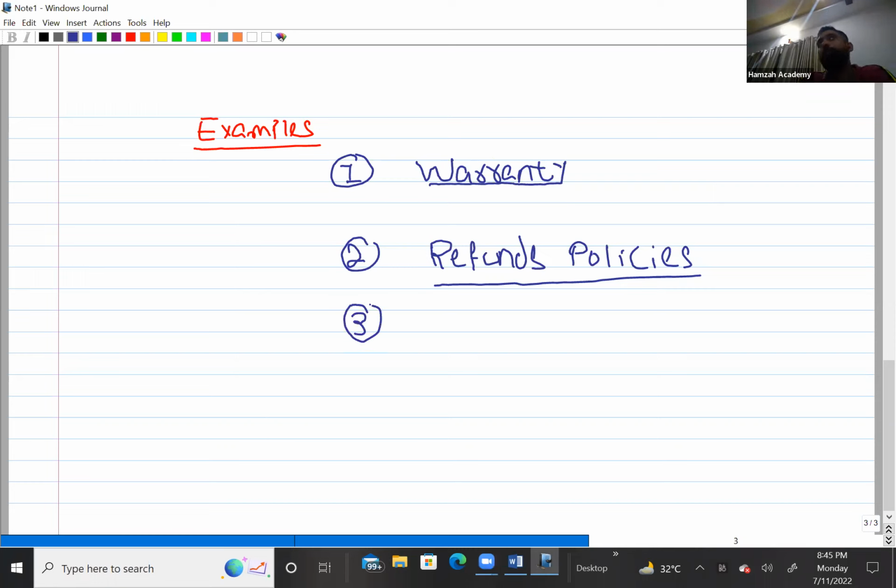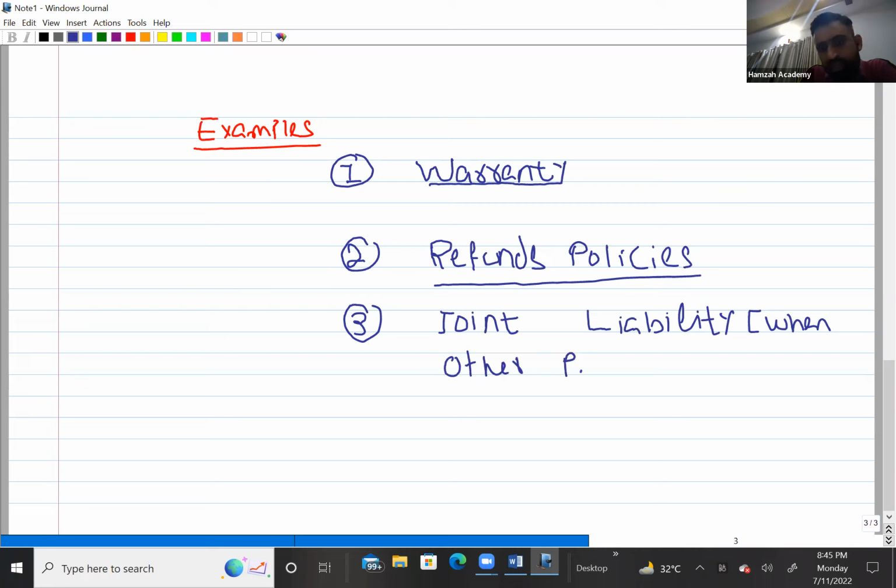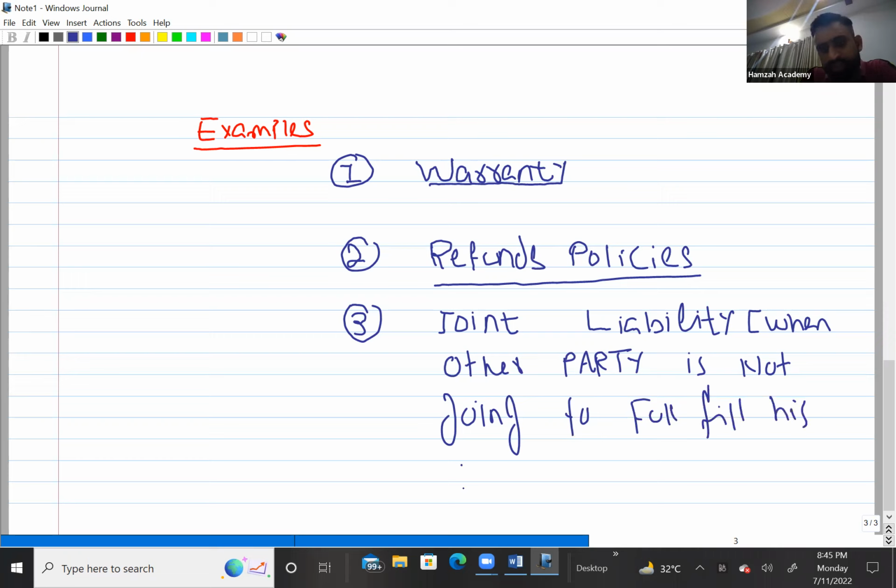Another example, if I give you, for example, joint liability, when the other party is not going to fulfill his or her promise.